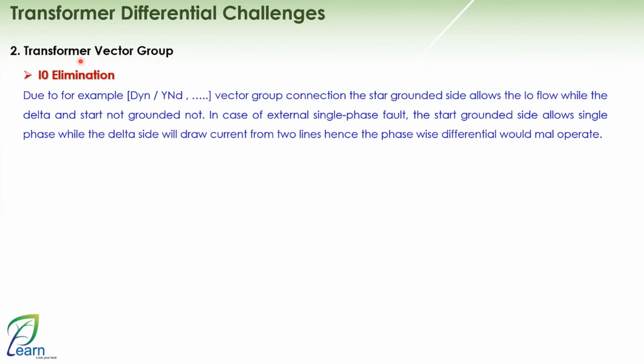The transformer vector group actually causes two problems for me. The first problem is I-node elimination. What does I-node elimination mean? For example, if I told you I have a transformer Dyn or a transformer YNd and so on, the important thing is that one of the sides in your transformer is star grounded. Star grounded means it allows the passage of I0 or I-node, which is the zero sequence current, while the other side of the transformer, whether it is delta or star not grounded, will not allow the passage of the I-node or zero sequence current.